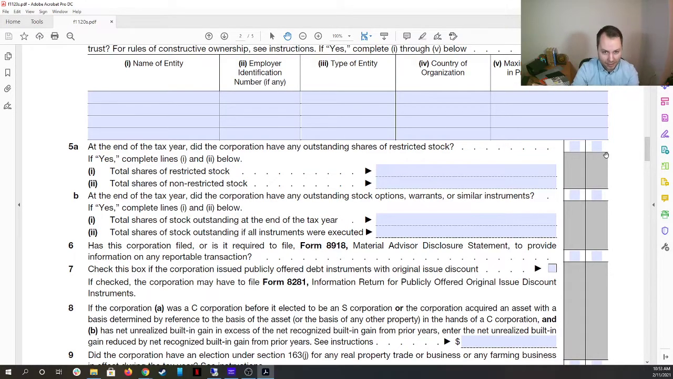There's a lot more detail on there. There's tons and tons of schedules that can be attached and should be attached. But that's just a quick overview for a smaller business, what to look for when you're talking to your CPA or when they send you your 1120S to look over.